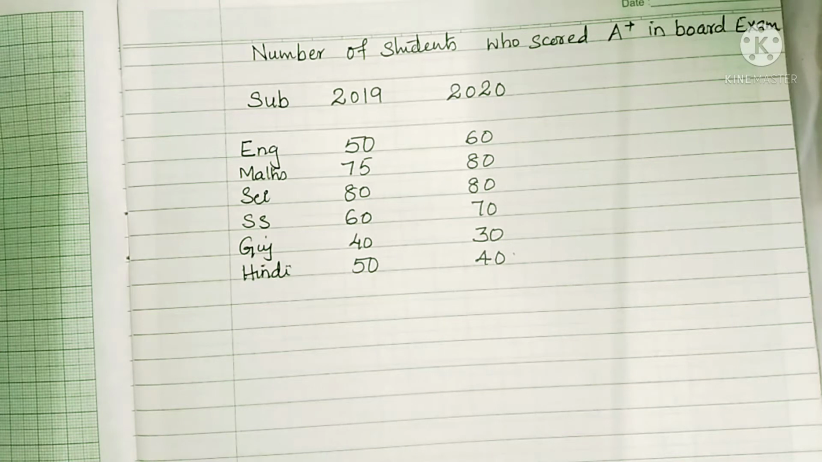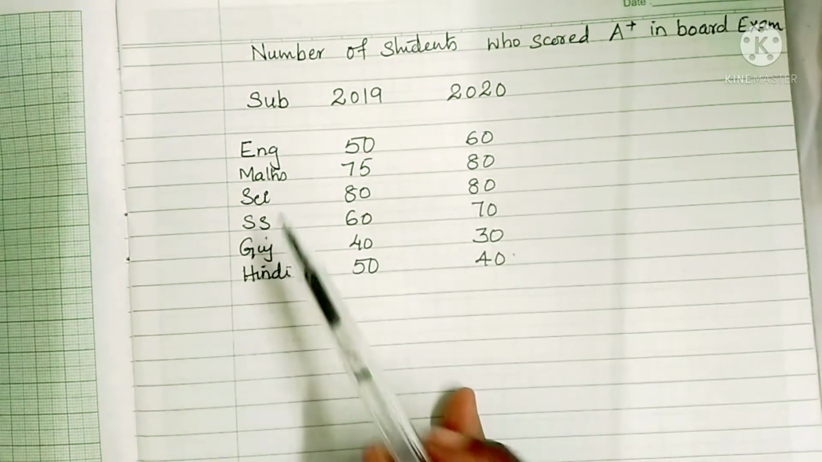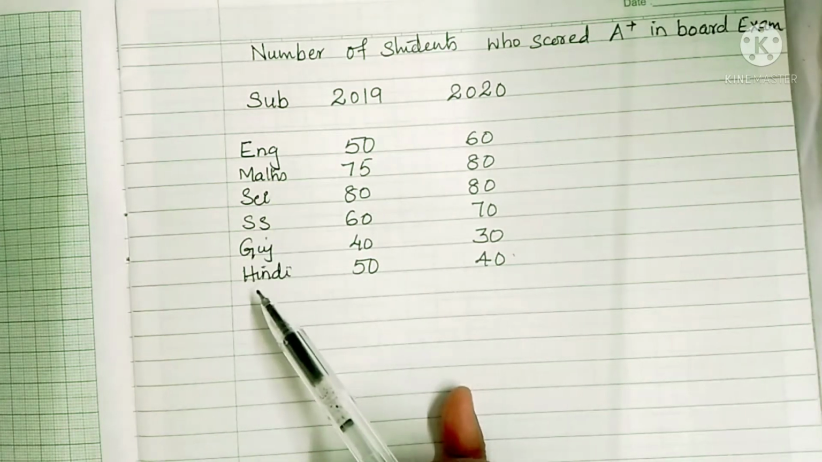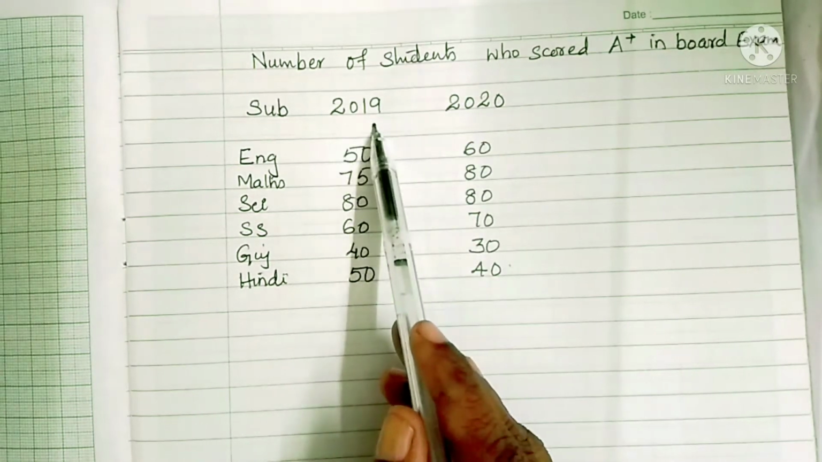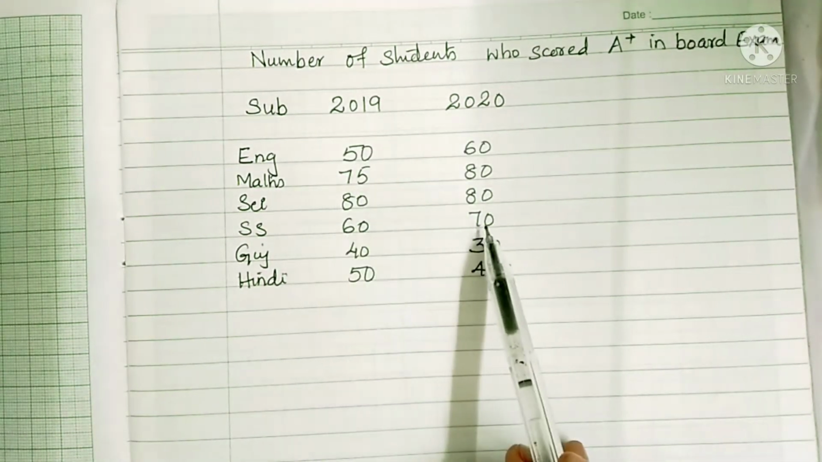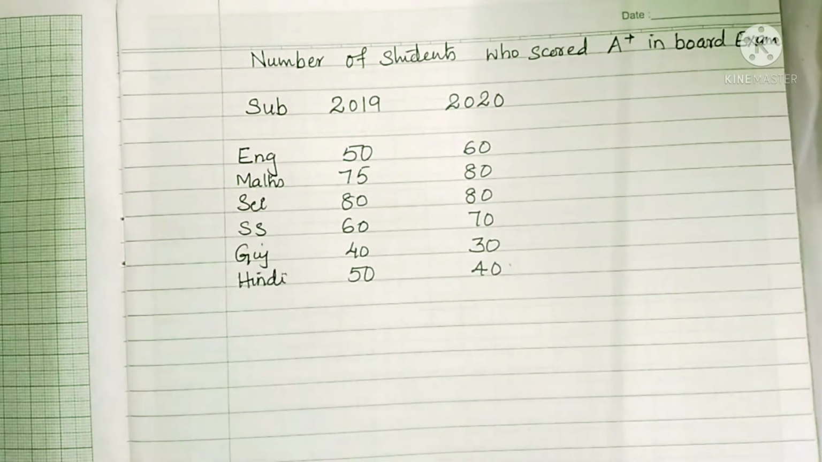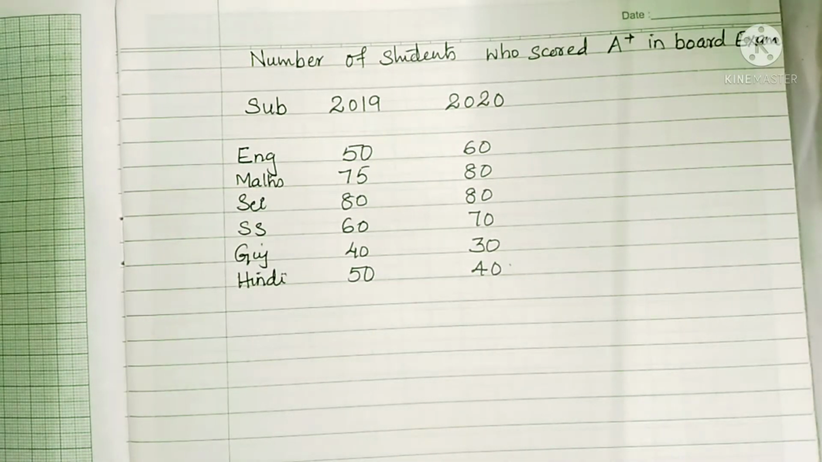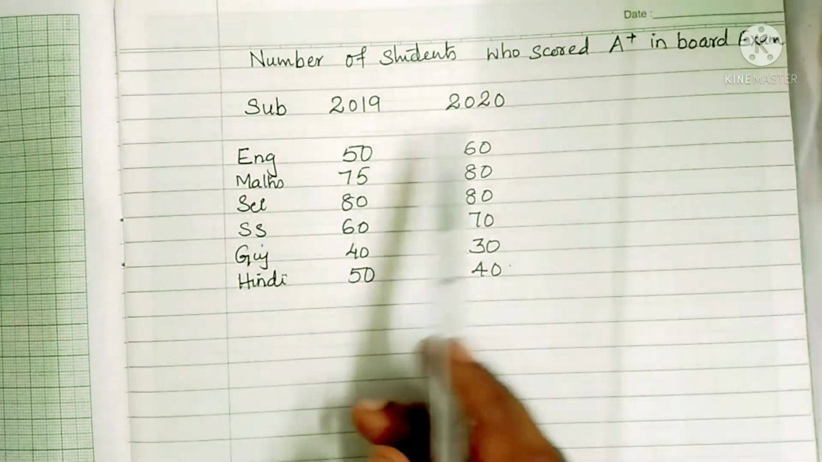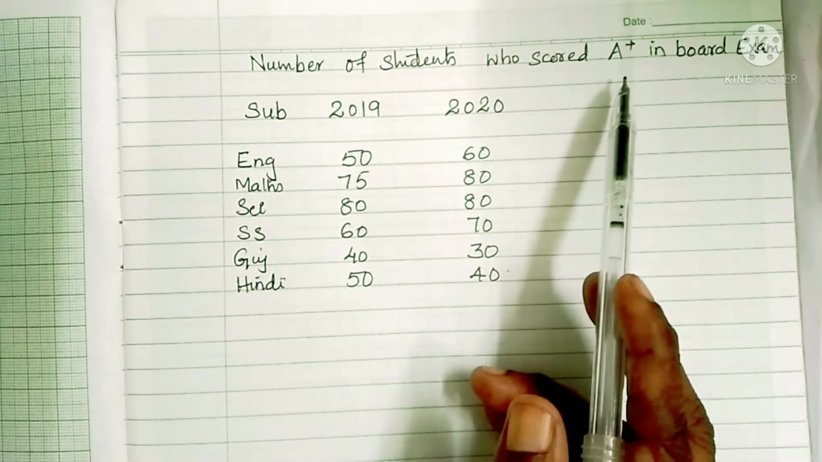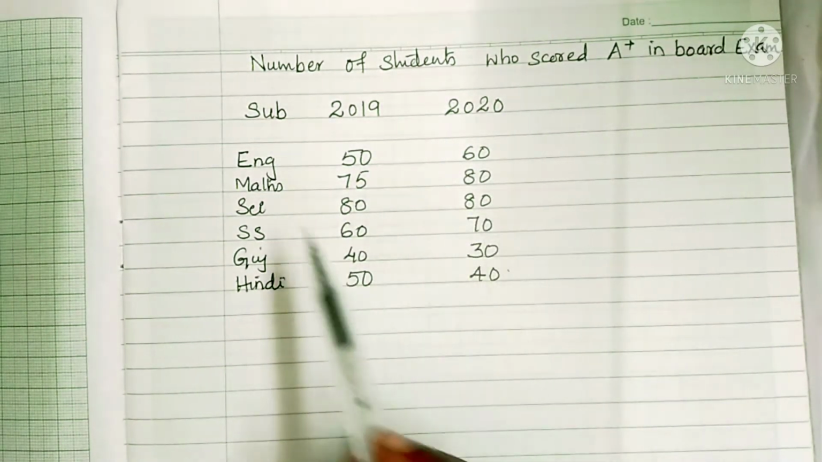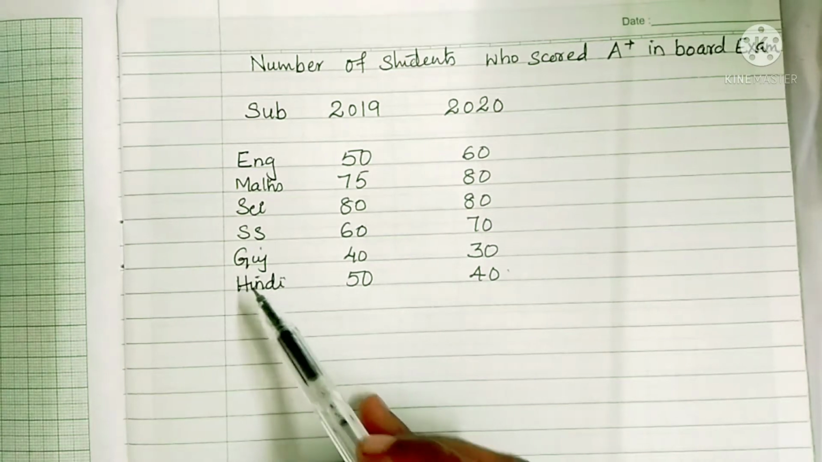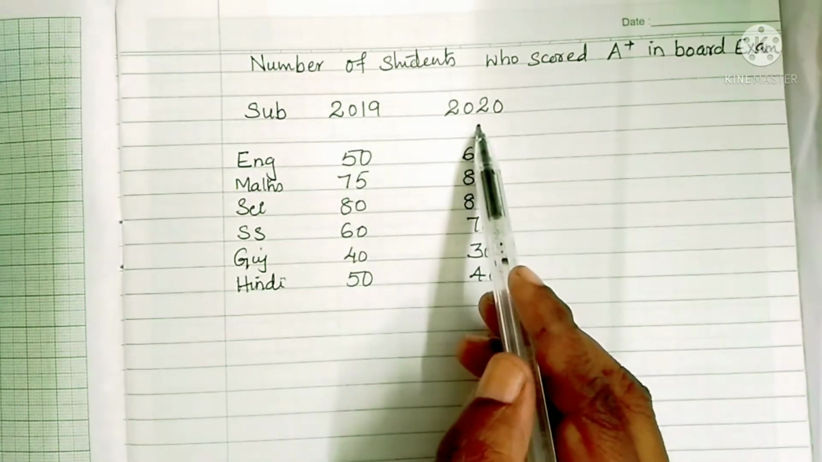Okay, now let us see one example. Here is data showing the board exam results of our school. The subjects are given and the board exam results of 2 years, 2019 and 2020. So these are the two sets of information and we are showing them in the same graph. Here are the numbers of students who secured an A plus score in the board exam, and here the subjects are given. This is the first year and this is the second year.